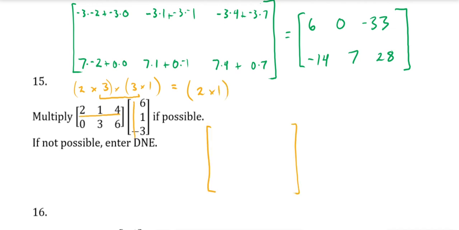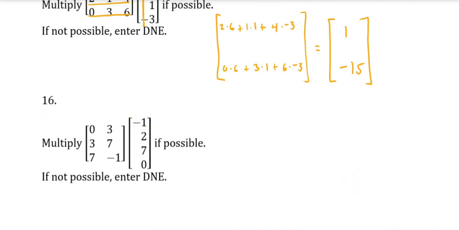First row, first column gives me 2 times 6 plus 1 times 1 plus 4 times -3. And the second row, first column, gives me 0 times 6 plus 3 times 1 plus 6 times -3. And if I carry those operations out, I get 12 minus 12 and 1, so this is just a 1. I get 0 minus 18 and 3, so this will be minus 15. There we have it.